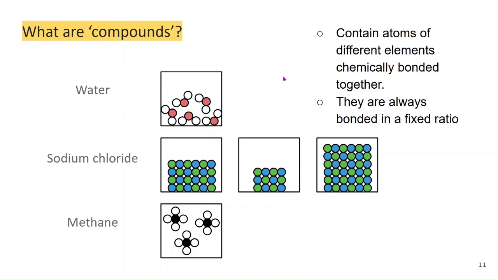So compounds contain atoms of different elements chemically bonded together. And they are always bonded in fixed ratios, right? So for water, there's one oxygen to 2 hydrogens. For sodium chloride, there is one sodium for every chlorine. For methane, there is one carbon for every 4 hydrogens. And so remember, 2 elements of the same thing bonded together are not a compound. They are a molecule, but not a compound. They have to be different elements, right?